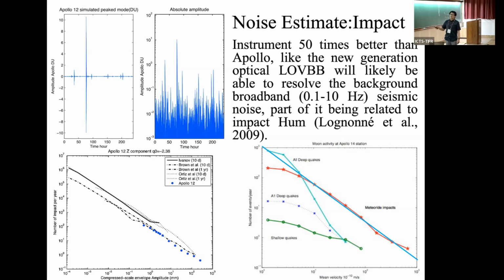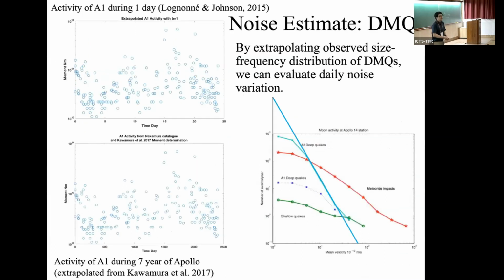So this will end up in the displacement spectra of about 10 to the power minus 13 to 14, which is shown in previous figures. We can also play the same game for deep moonquakes. So this looks exactly the same figure, but actually it's not, because the bottom is based on actual Apollo observation. So again, I just extrapolated the size frequency distribution of deep moonquake. So this is what we observe from this distribution.